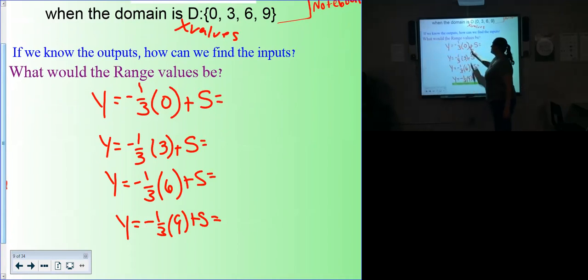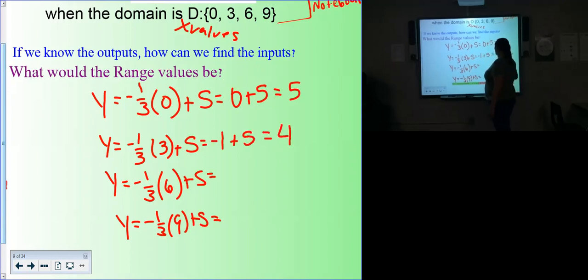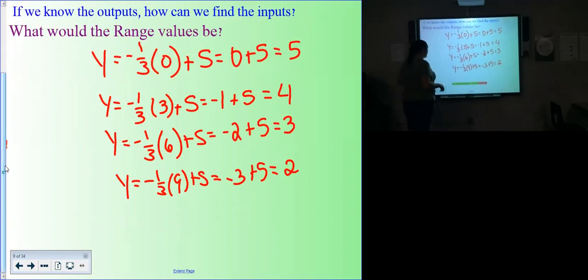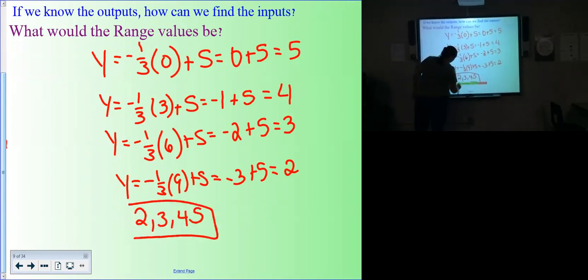So I have negative 1/3 times 0, which is 0, plus 5, which is 5. Negative 1/3 times 3, which is negative 1, plus 5, which is 4. Negative 1/3 times 6, which is negative 2, plus 5, which equals 3. Negative 1/3 times 9 is negative 3, plus 5, which equals 2. So when they ask me what my range is, my final answer is 2, 3, 4, 5. Most often, this is going to be in numerical order.